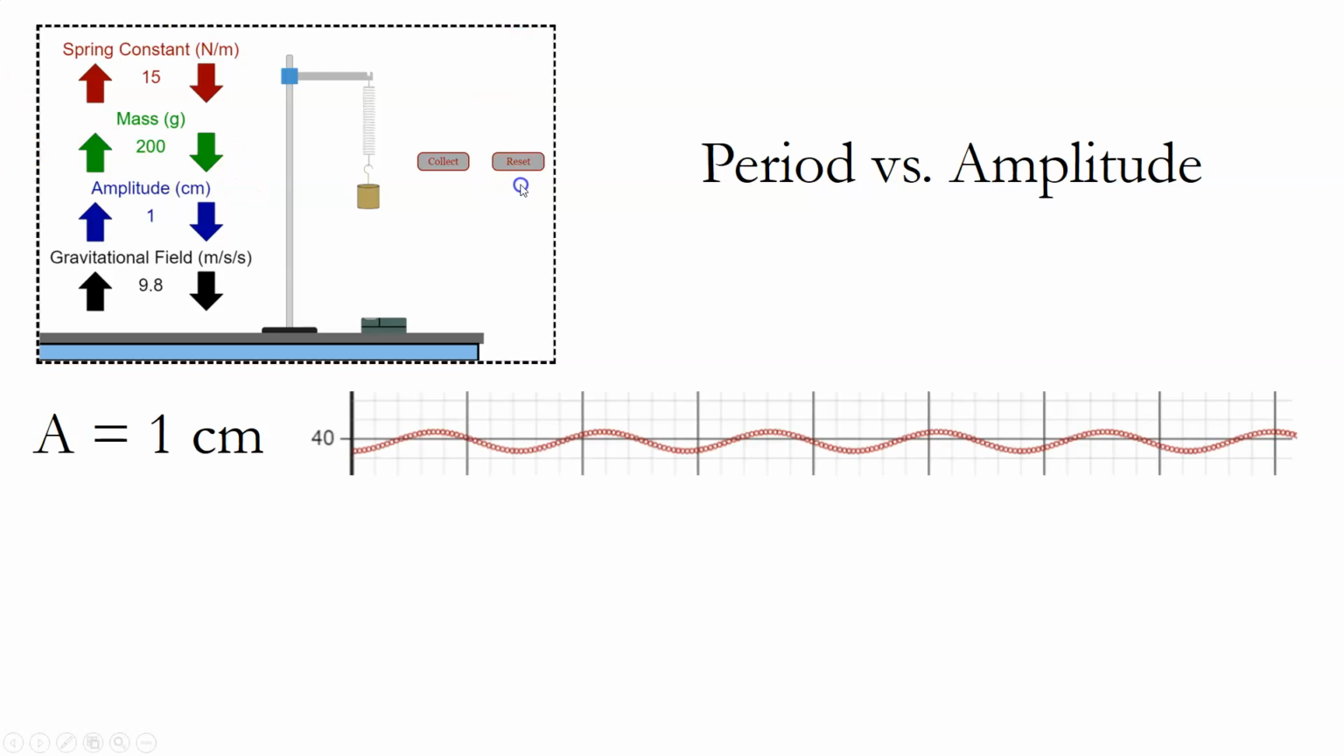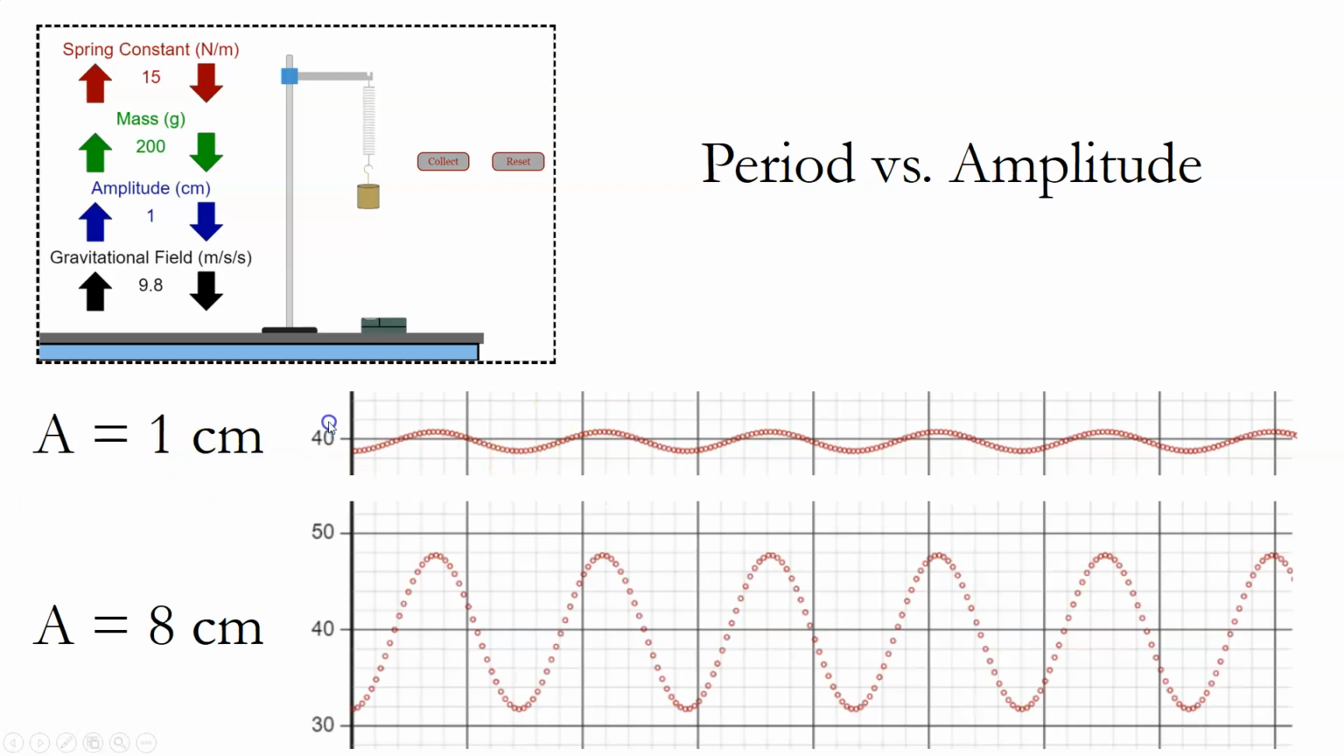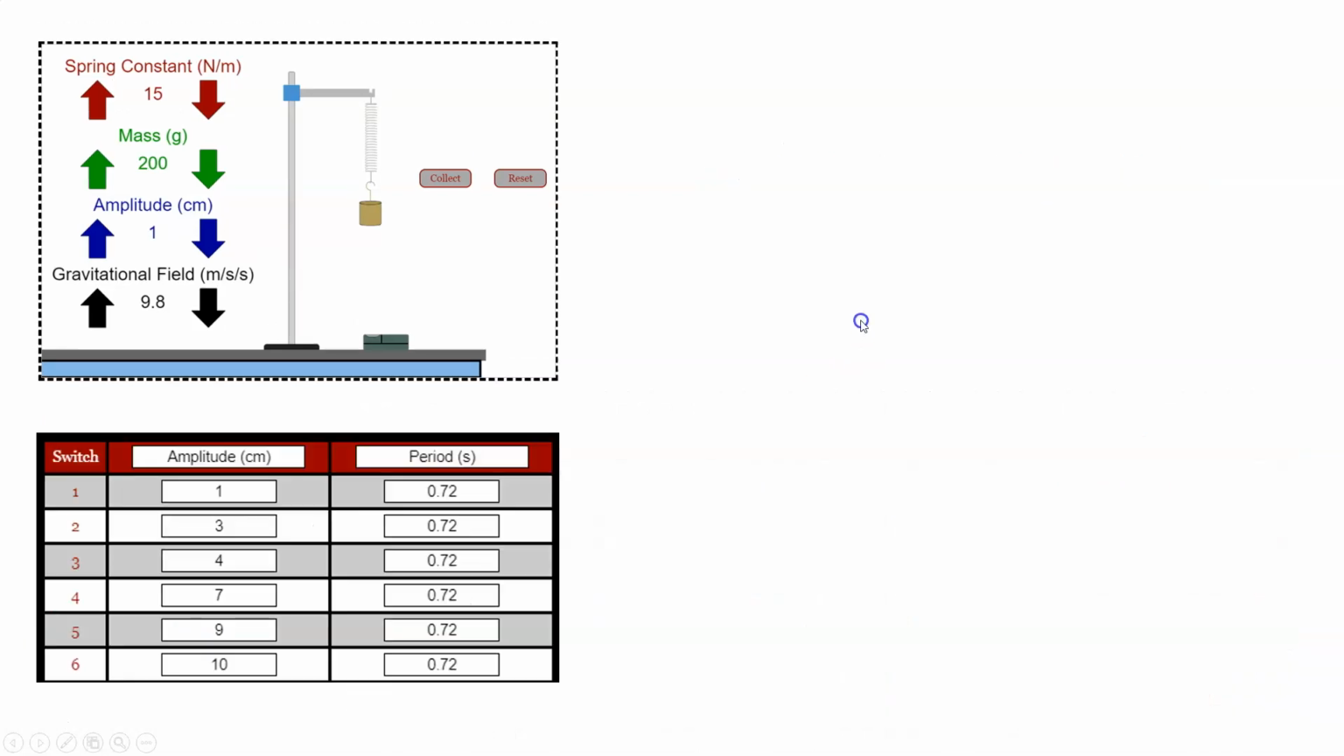And what I wanted to include here is the basic finding. This is the period when the amplitude was 1 centimeter, and this is the period when the amplitude was 8 centimeters. And these two have a very different amplitude, but a very similar period. And we can see that in each of these situations, the crests are at the same time. And so that was the big finding for us, that as we changed the amplitude, the period was unaffected.